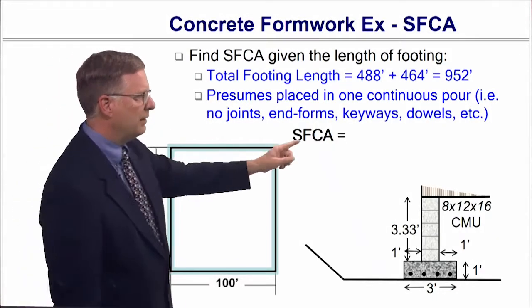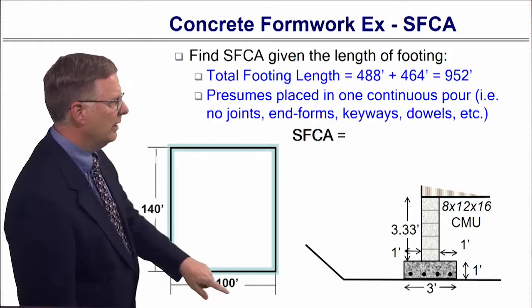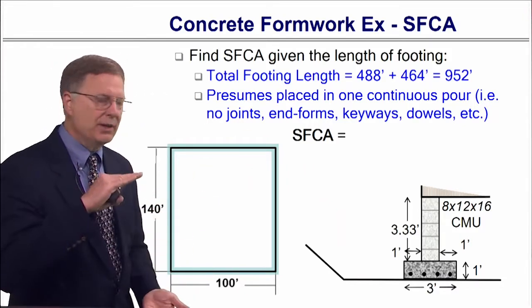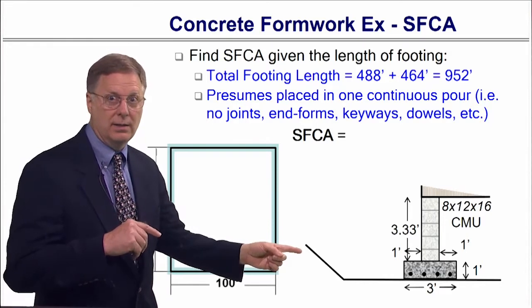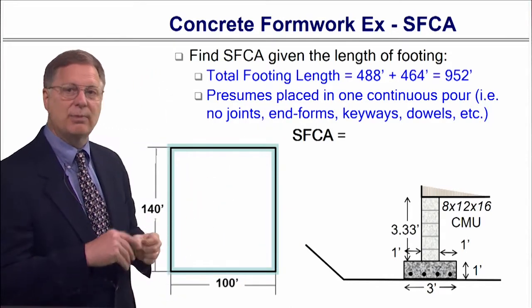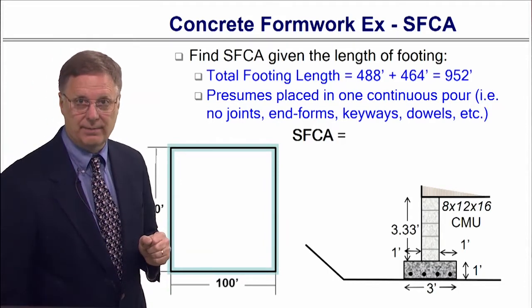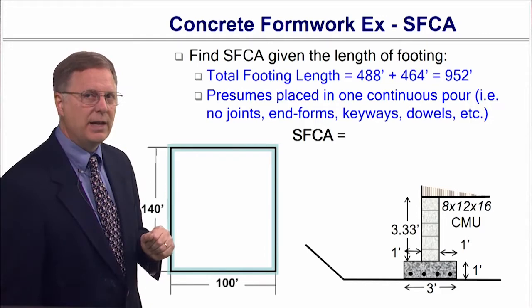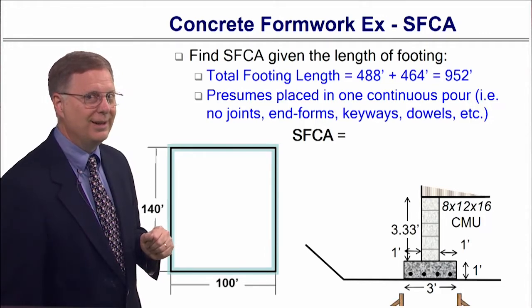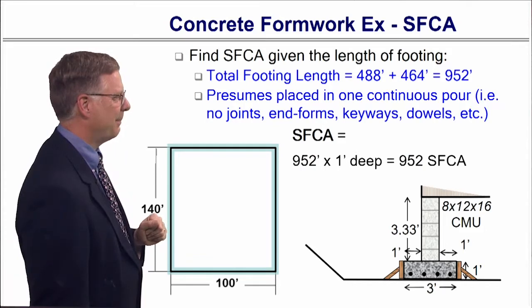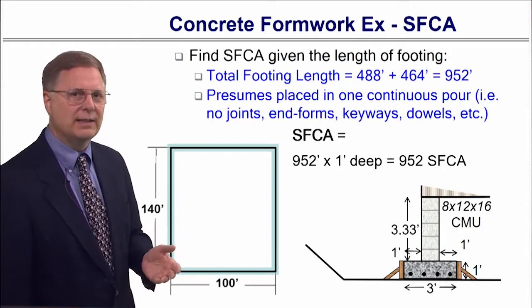So, the square foot contact area. We know what the linear feet is, both inside and outside, and we know the depth is 1 foot, right? So 1 foot times those lengths tells me what the square footage is. 1 foot times 952 linear feet gives me 952 square feet. All right, so now we know the square foot contact area.